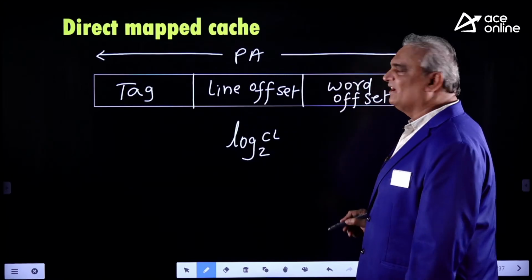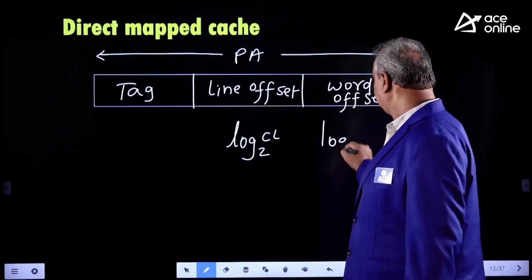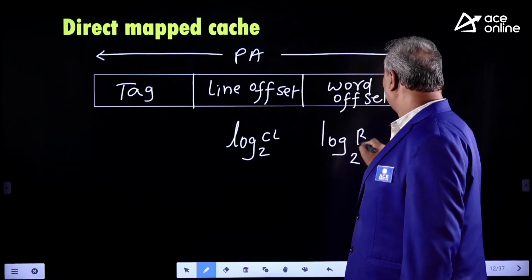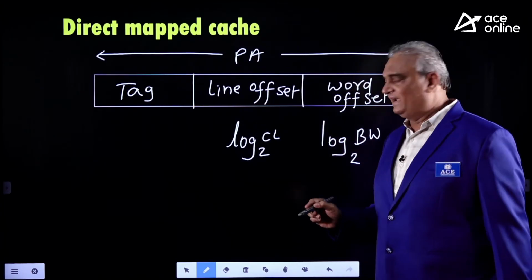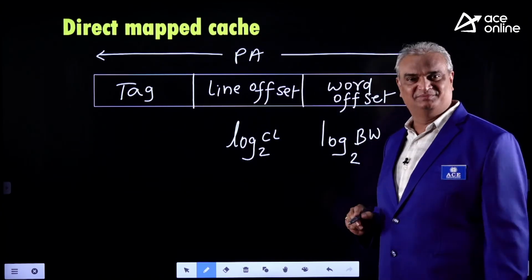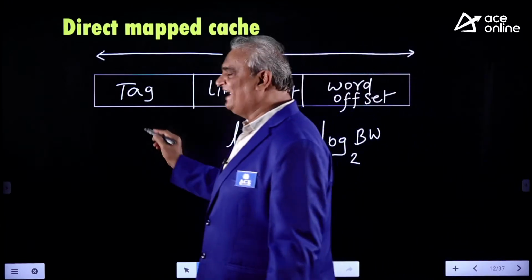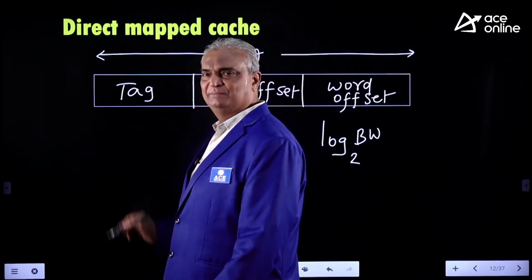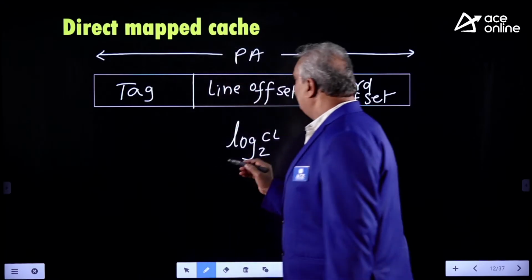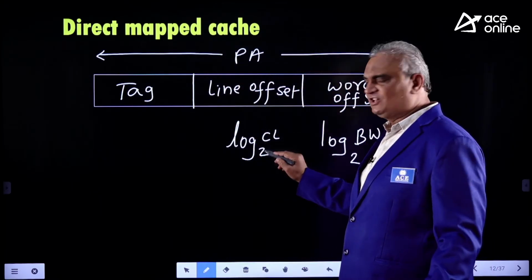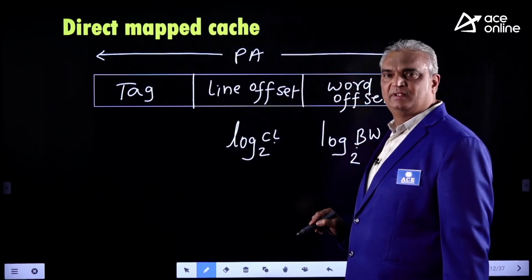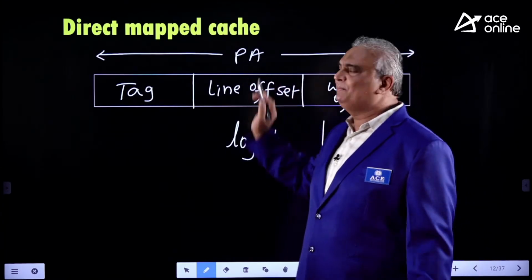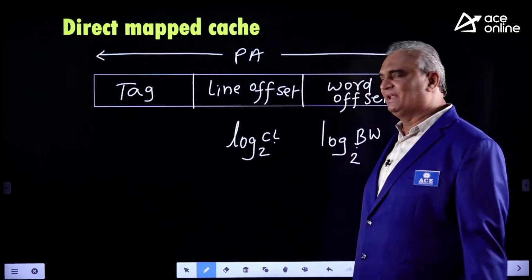Next, what is word offset? Log BW. What does it mean? Number of words in one block. The remaining one is nothing but tag. First compute line offset, next compute word offset, next add these two, and subtract that from the physical address.